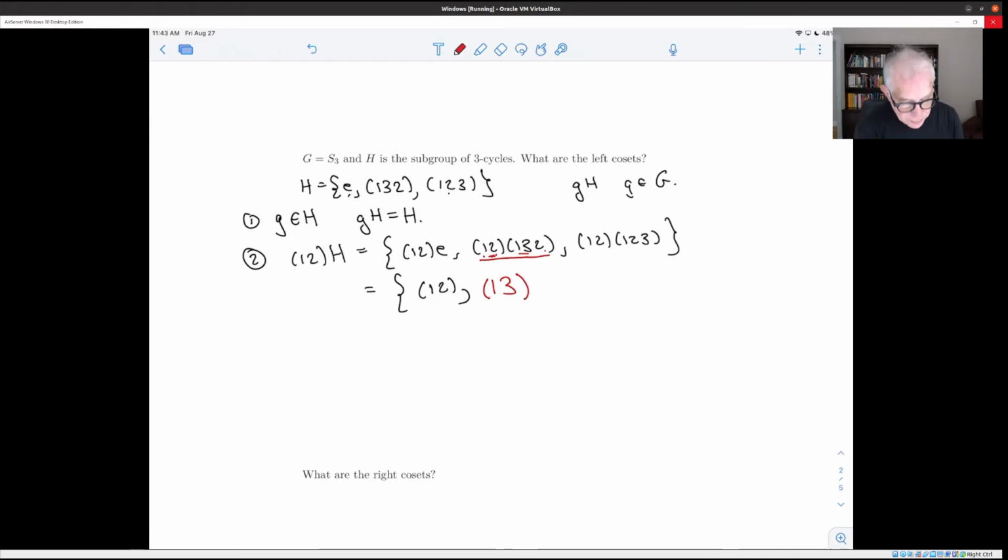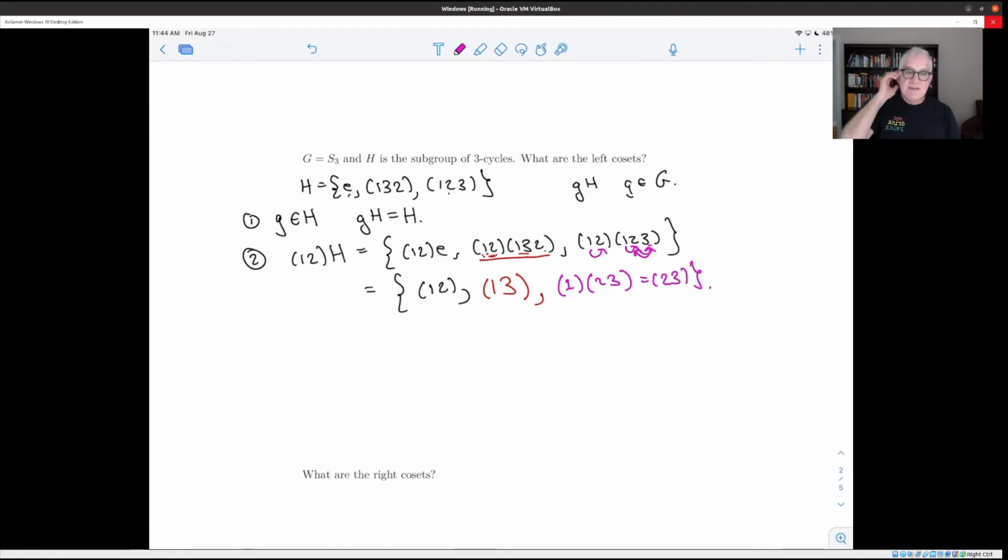And 2 gets left alone, because over here 2 goes to 1, but then it goes back to 2. So the product of (1 2) times (1 3 2) is (1 3). And the product of (1 2) times (1 2 3) is: 1 goes to 2, goes to 1, so 1 stays in place. And then 2 goes to 3, and 3 goes to 2, goes to 3, goes to 1, and 1 goes to 2. So it's just the transposition (2 3).